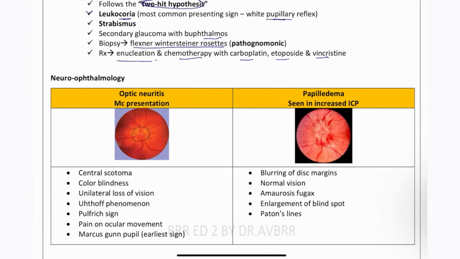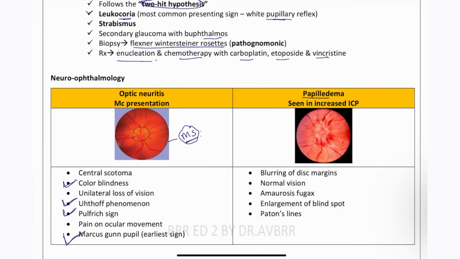Next, optic neuritis and papilledema. Optic neuritis is the most common presentation, and the most common cause in this patient is multiple sclerosis. And importantly, you have to know that it is going to show the Marcus Gunn pupil and also Uhthoff phenomenon, Pulfrich sign, and also color blindness. All this will be associated, the same as multiple sclerosis.